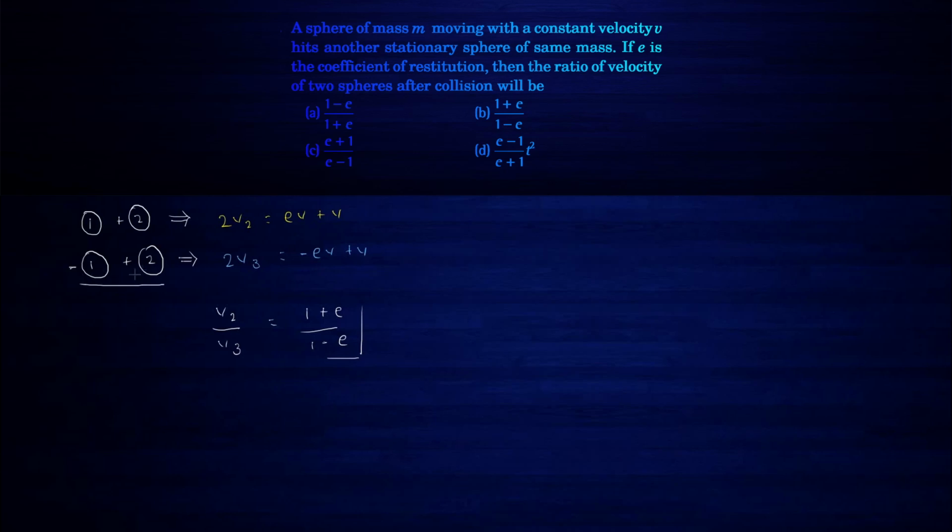See this carefully, this is minus 1 plus 2, that is 2 minus 1. So from this we get this equation, and from this we get this equation. So by taking ratios we get 1 plus e by 1 minus e as the ratio of velocities after the collision.